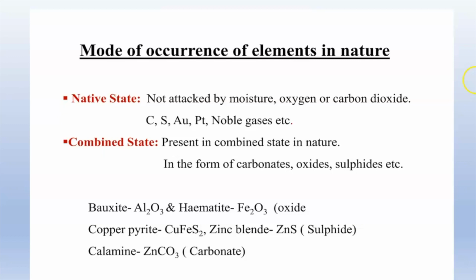We all know that bauxite is the ore of aluminium and exists as an oxide in nature. Hematite is the main ore of iron and exists in nature as iron oxide, whereas zinc blende is the ore of zinc. It exists in nature as sulfide.